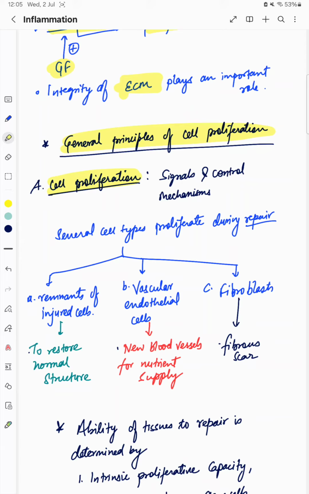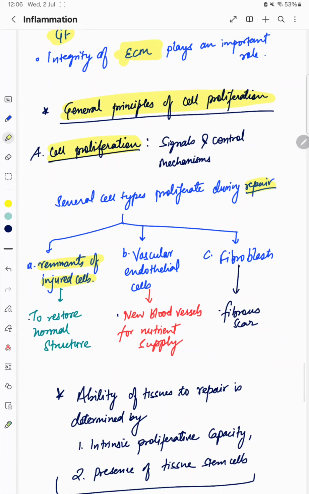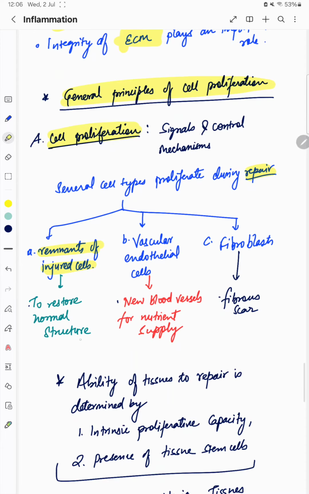Several cell types proliferate during repair, like remnants of the injured cells to restore the normal structure, vascular endothelial cells, which form new blood vessels for the nutrient supply, and fibroblasts to lay down collagen for scar formation. So these are the three types of cells which proliferate during the repair process.